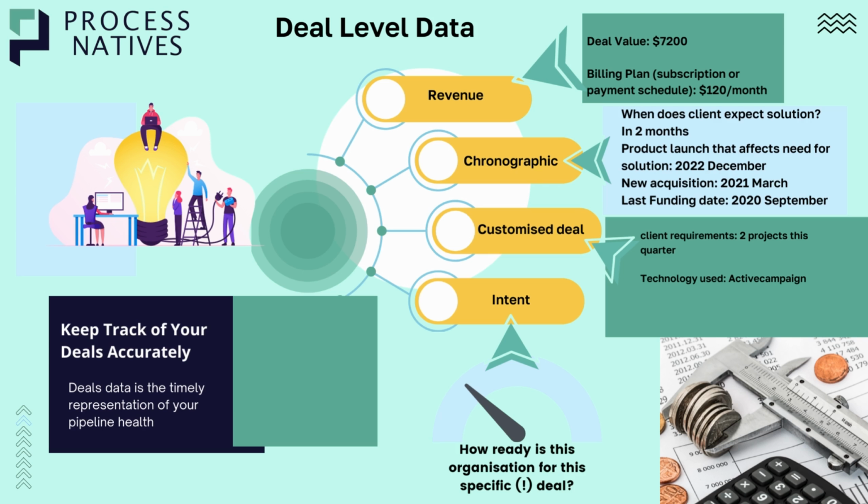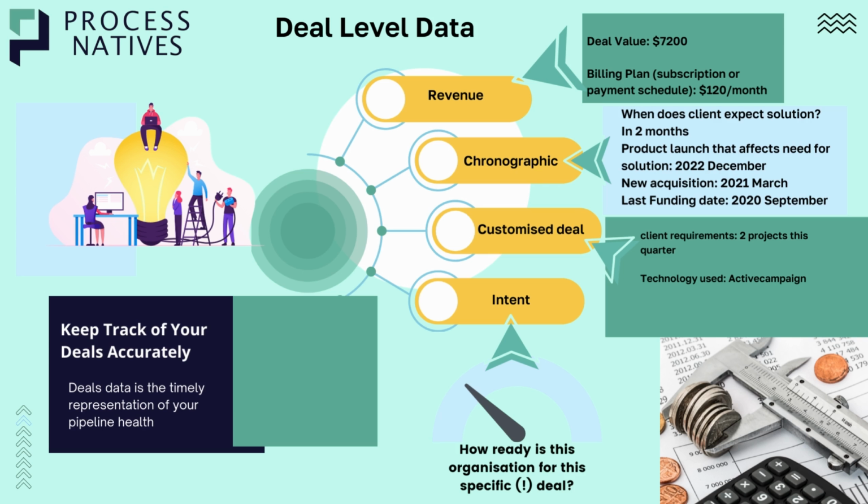First one is, of course, the revenue. Your revenue from the deal or the deal value. It could be a deal value or billing plan that you could add to Pipedrive. Chronographic data. Chronographic data highlights the time of events and key business alerts. For example, a major new hire, a new acquisition, or a product launch. Even a change in headquarters could lead to a new direction for the company and new sales opportunities for you.